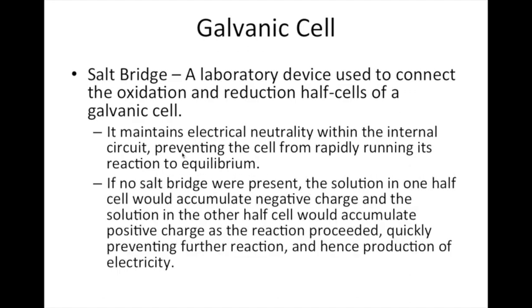We'll show you how that works in just a second, but if there were no salt bridge, the solution in one half cell would accumulate a very large negative charge. The other side would accumulate a very large positive charge, and this would prevent the electrons from flowing towards the negative side. And the galvanic cell would very quickly stop working. The electrons would quit flowing.